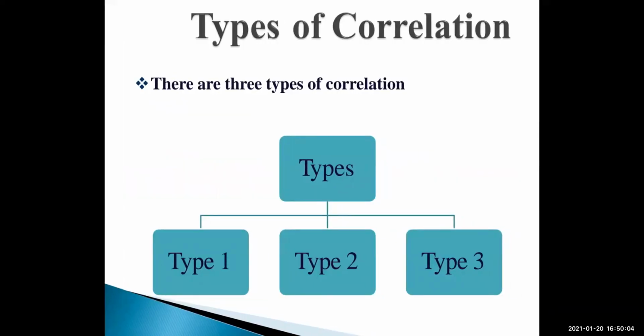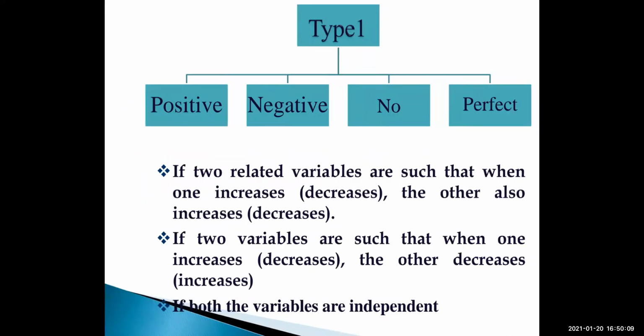Now, when we talk about the types, type 1, type 2, and type 3. When we talk about type 1, we have positive correlation, negative, no correlation, and perfect correlation. So, if two related variables are such that when one increases or decreases, the other also increases or decreases, that is positive. And if the two variables are such that when one increases, the other decreases, that is negative; if both the variables are independent, there is no correlation.